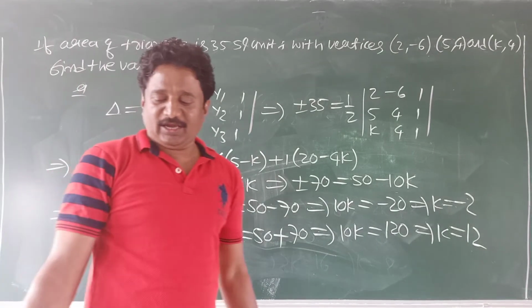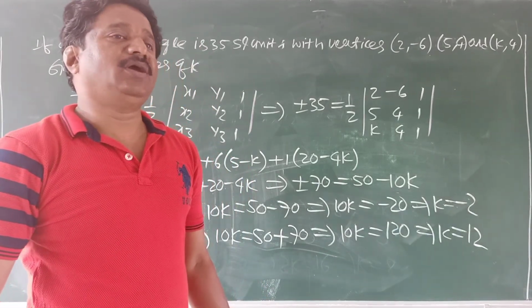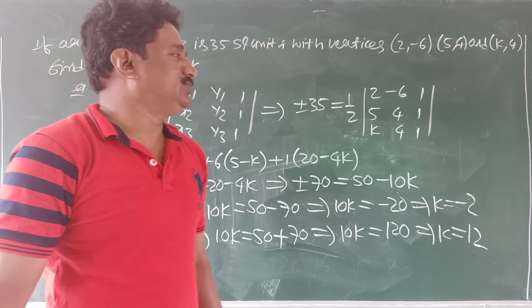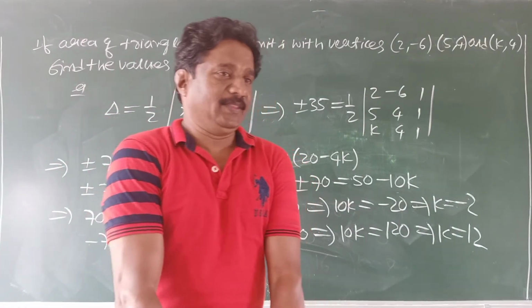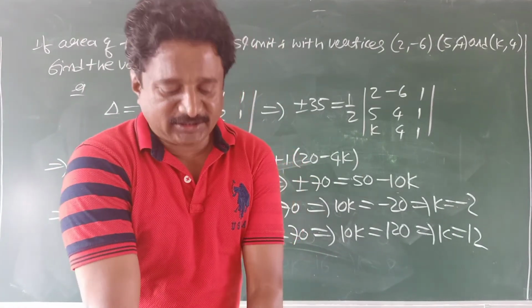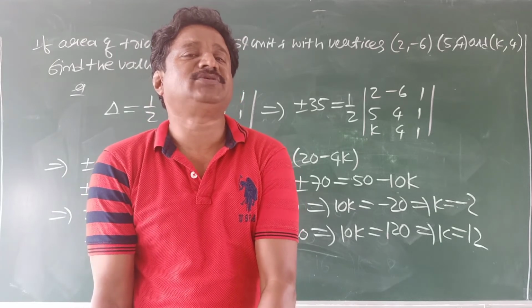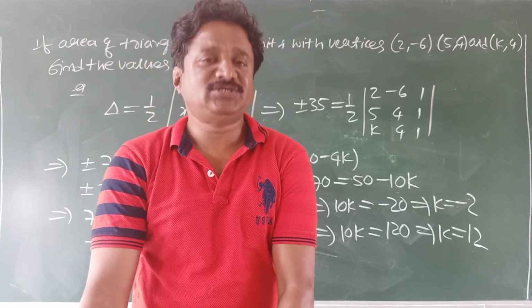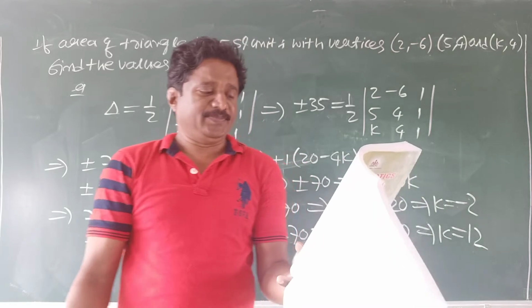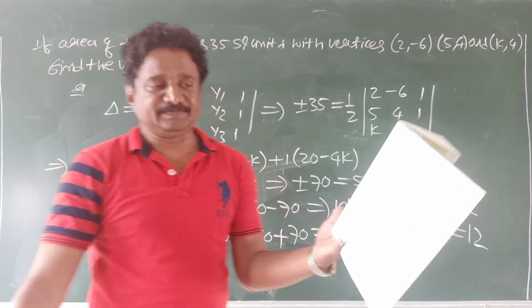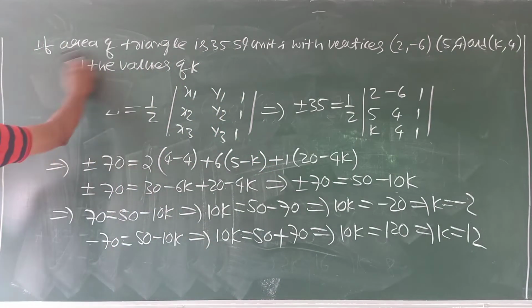So how many k values did we get? 2 k values are being found. I hope you understood. I think you will be able to solve this type of question on your own. If I write a question, you solve that at home. I need not solve it. Right. Next question.